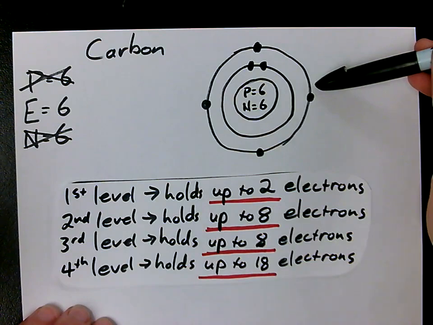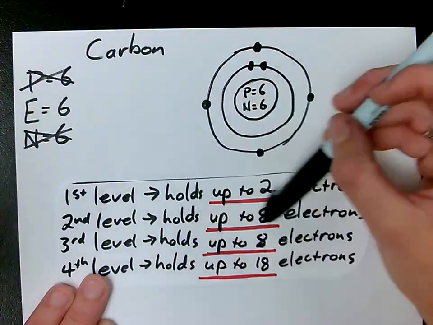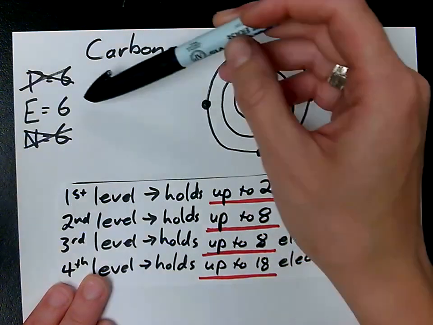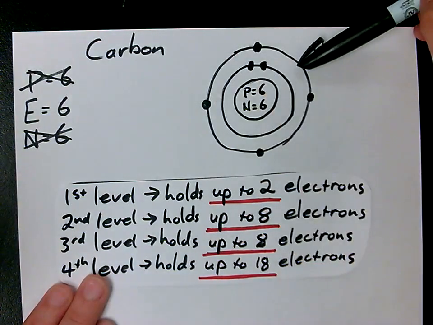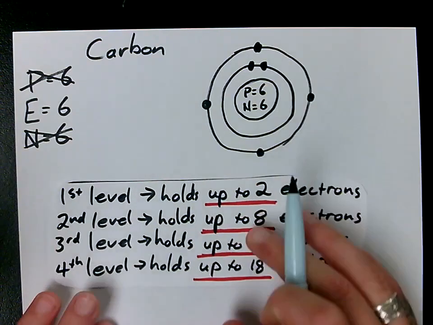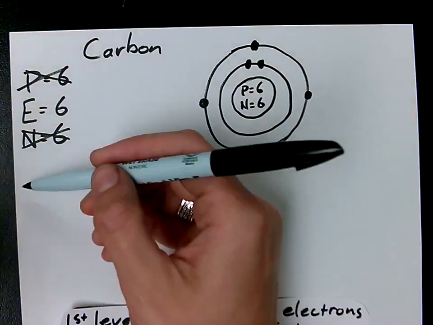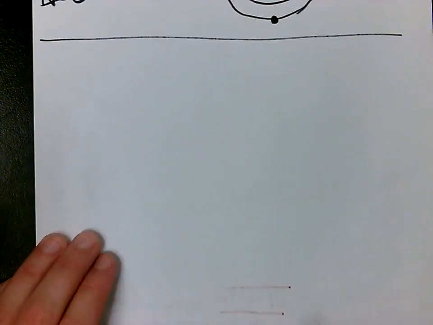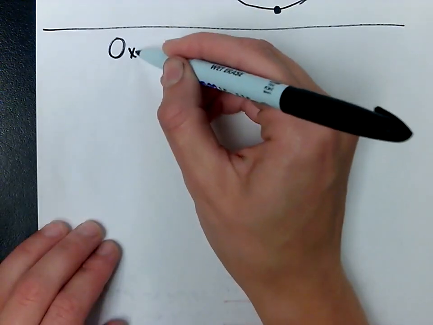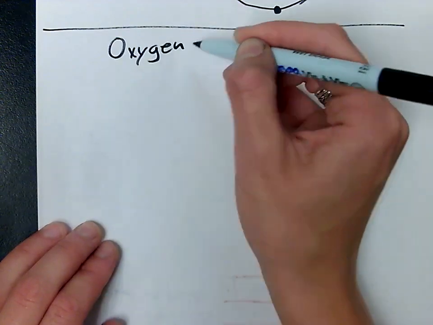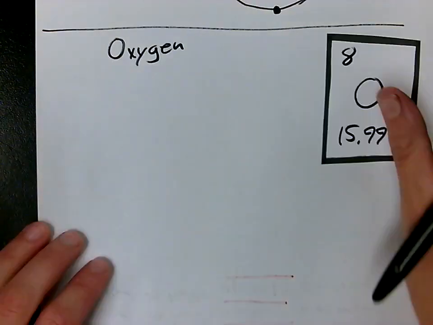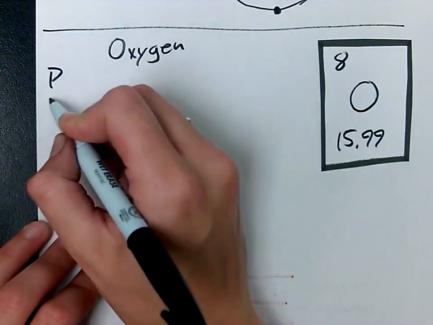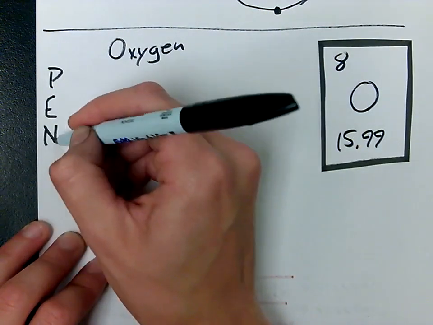Now, notice that our second level will hold up to 8 electrons, so there could be more that fit into here. Carbon only has 6, so we're just going to stop there. But let's go ahead and look at one where we put a few more in there. So we're going to look at oxygen this time. Here's our little square. Got to find our proton, electron, neutron numbers.